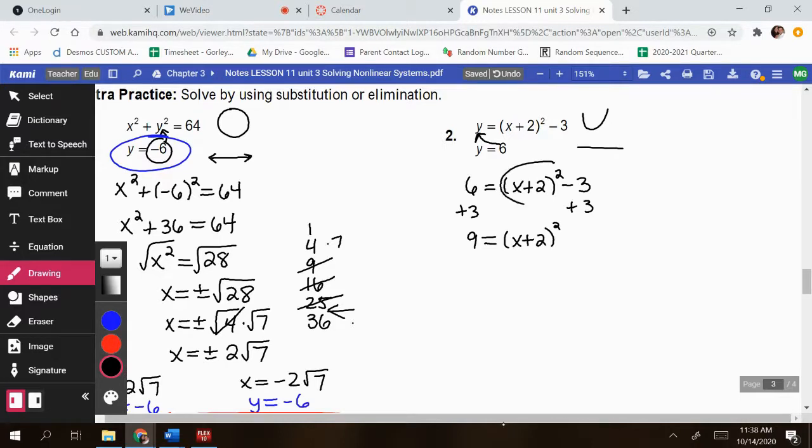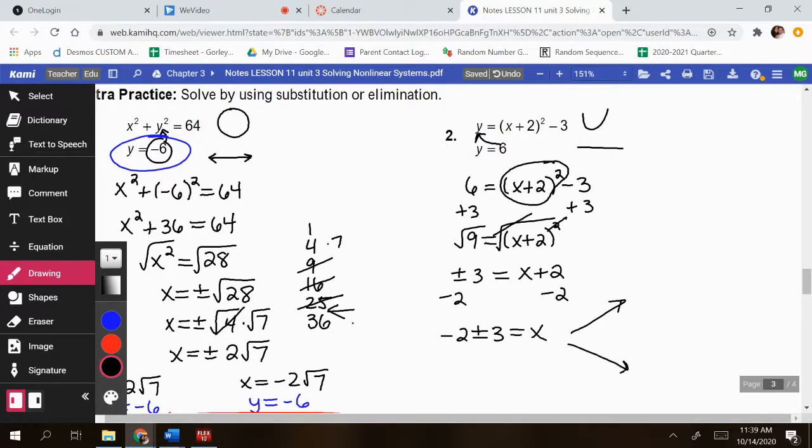We wanted to isolate the squared term. Now we can square root both sides. So we get plus or minus 3 equals x plus 2. Right? These are inverse operations, so they undo each other. The square root undoes the squaring. And we've got to get x by itself. So I'd have negative 2 plus or minus 3 equals x, which is really two different values for x. We have negative 2 plus 3, which is 1. And we would have negative 2 minus 3, which is negative 5 for x.